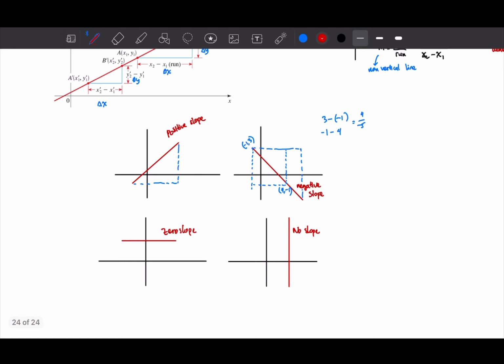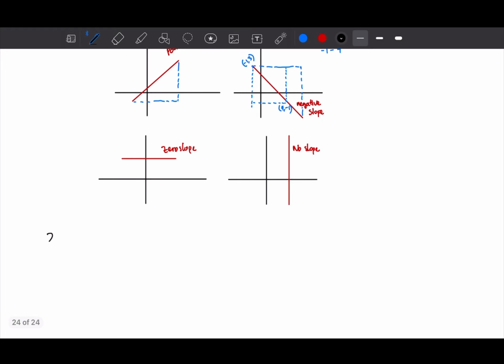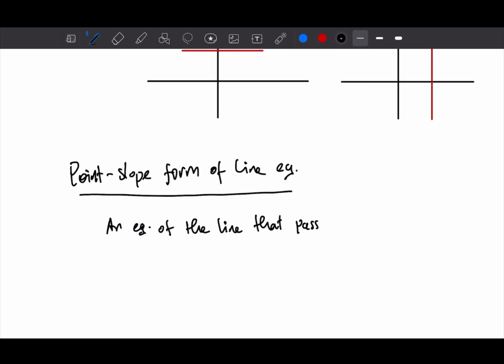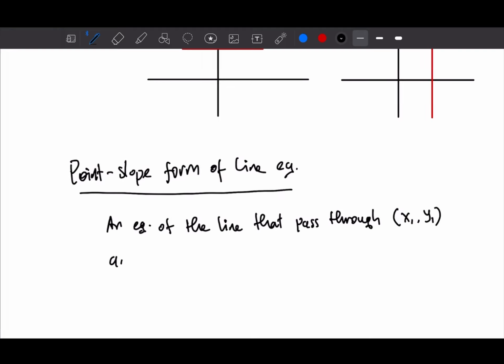Okay, and another thing from this slope type, we can also make a point slope form of line equation. So, an equation of the line that passes through a point and has slope, let's say slope m.